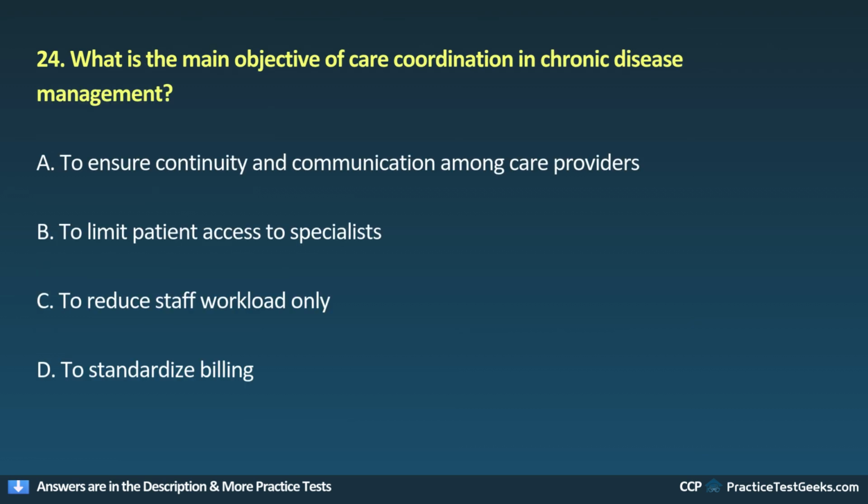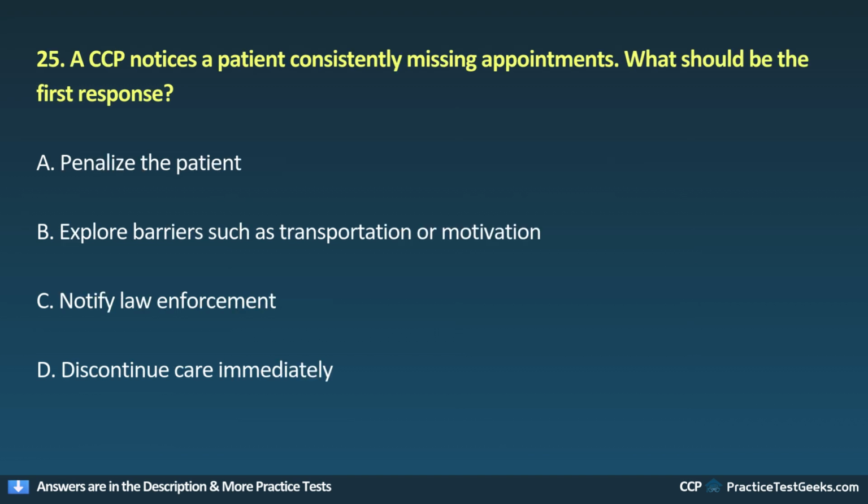24. What is the main objective of care coordination in chronic disease management? A. To ensure continuity and communication among care providers. B. To limit patient access to specialists. C. To reduce staff workload only. D. To standardize billing.